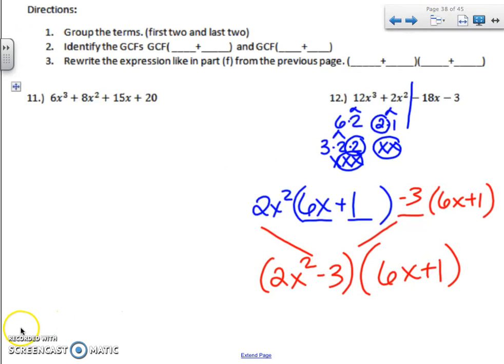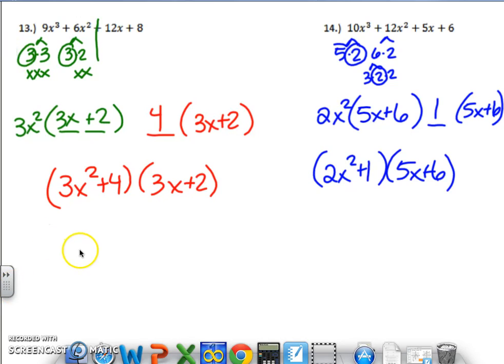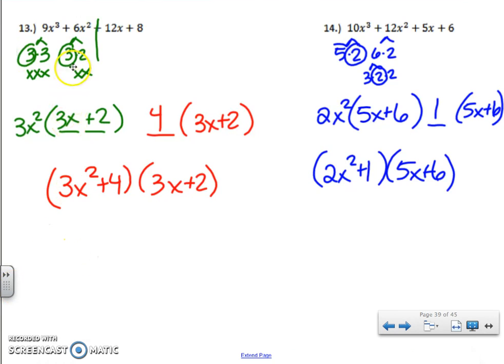So here is the answer I got for 13 and 14. So notice the first thing I did was group the first two, and I found the GCF. I saw they had a 3 in common, and then they had two x's in common, so 3x squared. Hopefully by this time you've noticed that x squared will always be the GCF if it starts with a 3 and a 2.